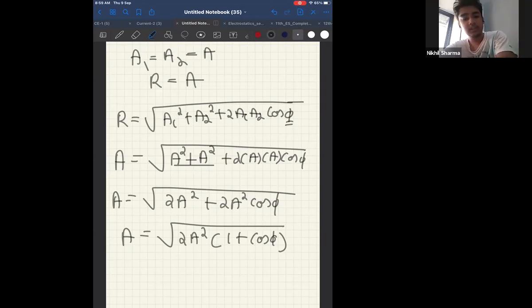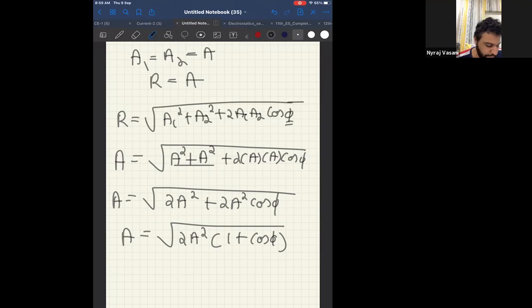Yes, sir. Now the answer will come 2 pi by... Others continue. See here, A is equal to A square; if I take it outside the square root, I will get A inside the bracket 2 into 1 plus cos phi. This A and this A will cancel. So I need cos phi, or whatever, phi. Now start.